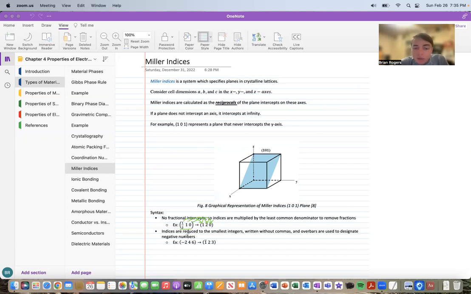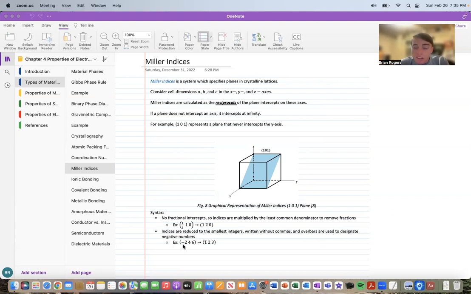The next one down is that indices are reduced to the smallest integers. You don't write commas in between the indices. You make sure to reduce them to the smallest integers so you don't have multiples. And overbars are used to designate negative numbers.